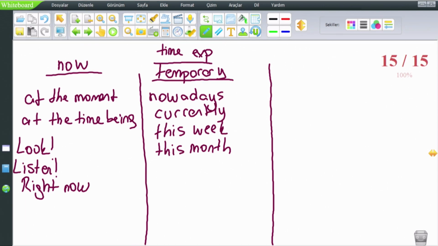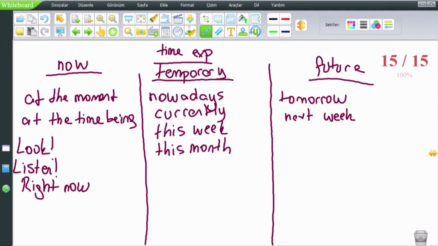We have a wider range time period than now. And we can refer to planned future. We can use tomorrow, next week, next day, next, let's say, Saturday, next weekend. For example, we can use these time expressions depending on the time we are talking about.